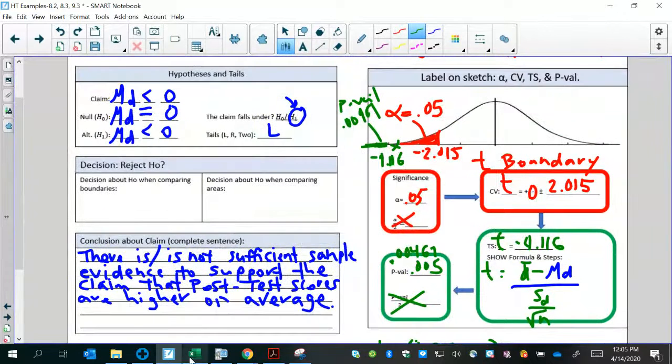And I'm ready now to decide if I should reject the null hypothesis. Remember, in this step, do not discuss the claim, only the null hypothesis specifically. The decision about the null hypothesis when comparing boundaries. The boundaries are the t-scores, the critical value and the test statistic. So what we will say is that the test statistic is more extreme.